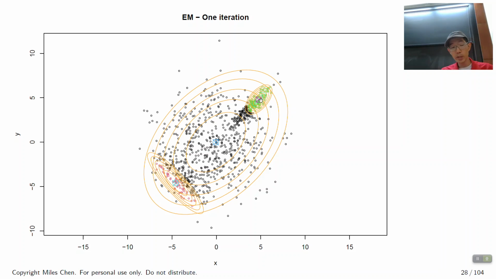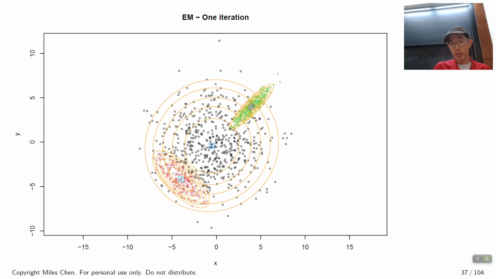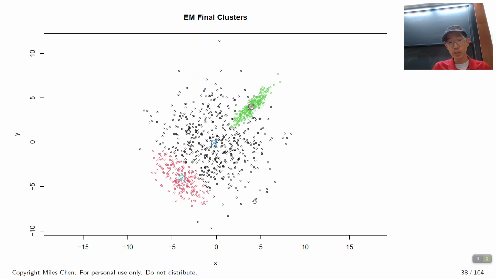Again, we recalculate all of our membership weights, and we recalculate the mean and the variance, and this is what we get. I can just keep running these iterations, and eventually this is where it converges. We get a mean over here, a mean over here. Your variance-covariance points this out, and we have that, which is very similar to, so here are our final clusters.